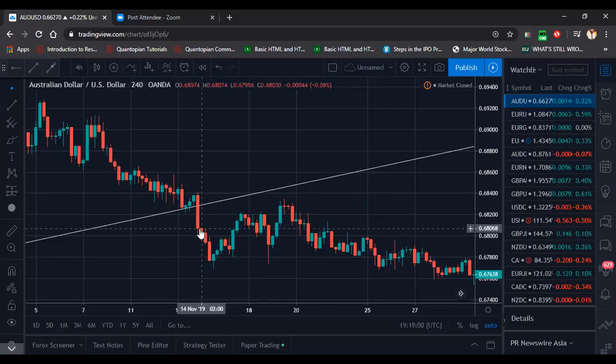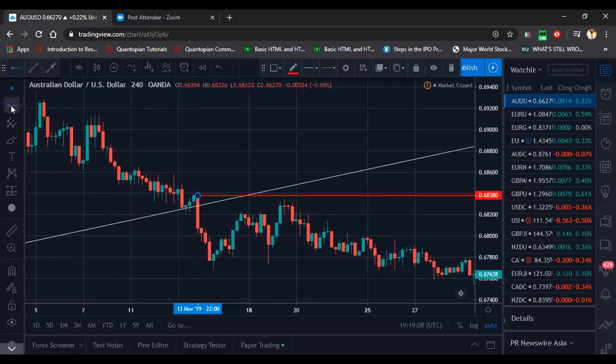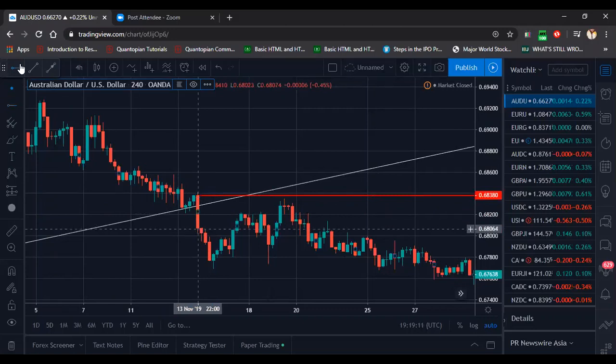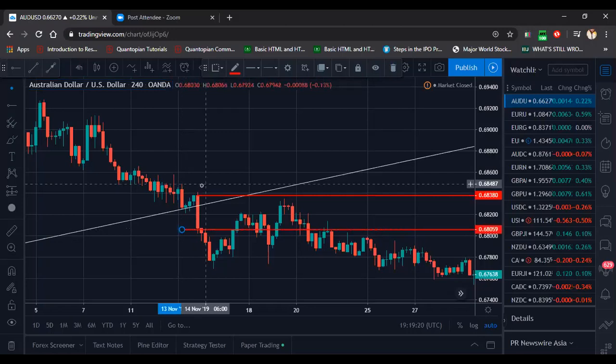So anytime you see this setup, I'm talking about this level, right? When you see something like this, it's an opportunity for you to sell that particular currency, right? It's an opportunity for you to sell that currency because the previous candle, which was a bullish candle, is shorter than the current candle, which is a bearish candle.